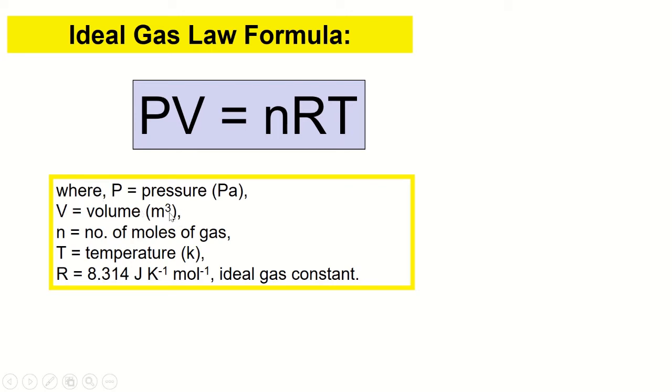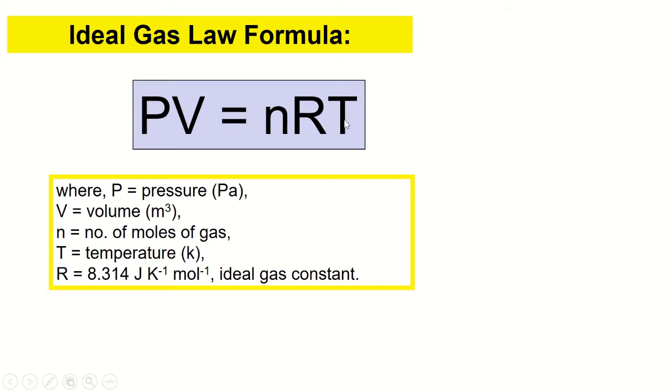This is the standard unit for the volume. Now this N stands for the number of moles of the gas. It has no unit, it is number only, like 5 mole, 10 mole or 20 mole of gas. So it has no unit.